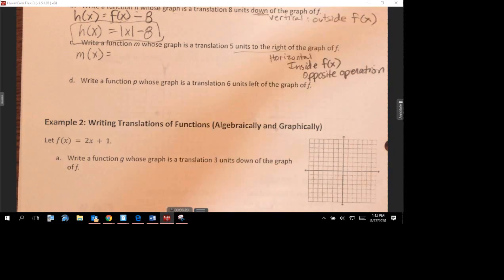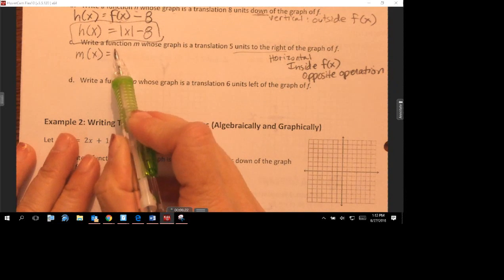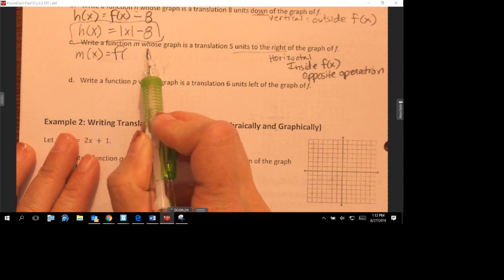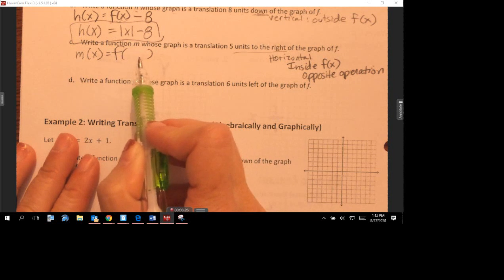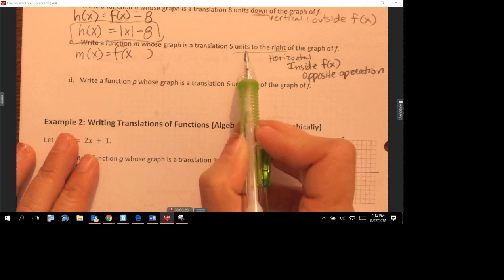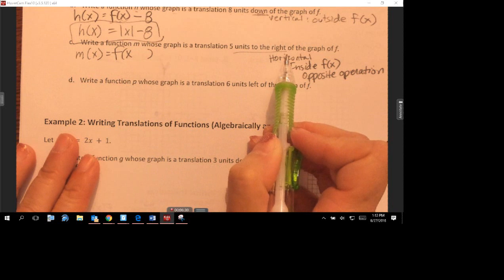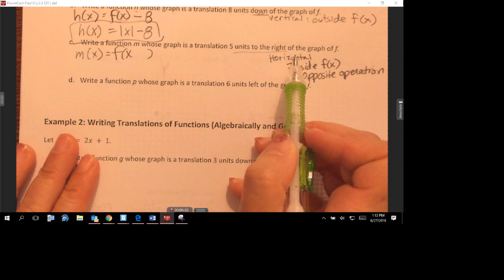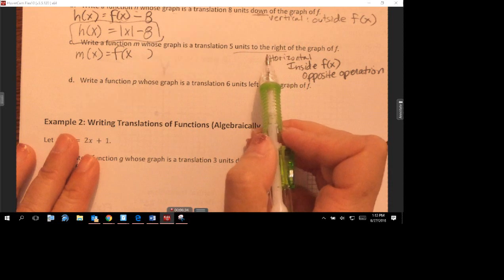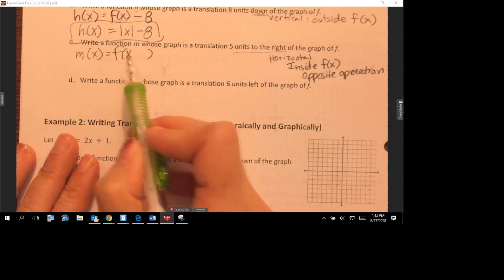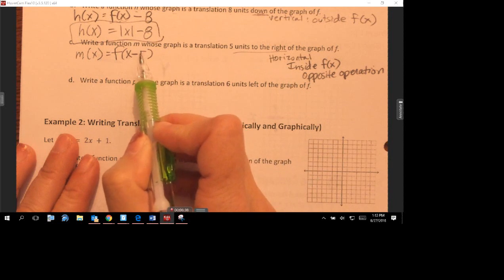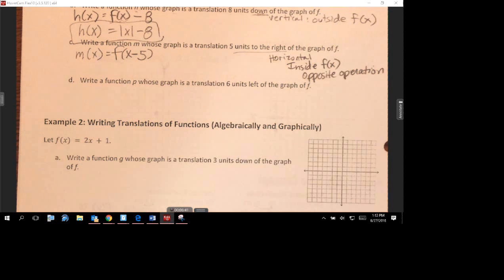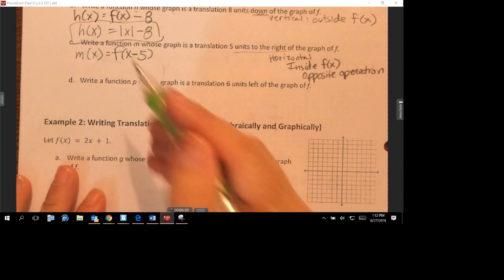So symbol-wise, what I'm going to write is f of, and then when I go to write the x part, that's the inside part. So I write x, and then this is to the right. So instead of to the right, I'm not going to write a positive. What am I going to write instead? Write a minus, and then 5. So that means we're going to take the function and move it right 5. See, it's opposite? It's weird. Anytime it's horizontal, it's opposite.